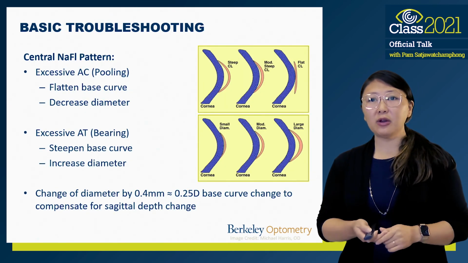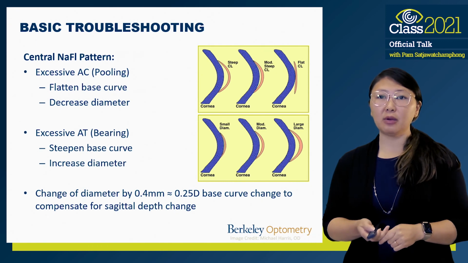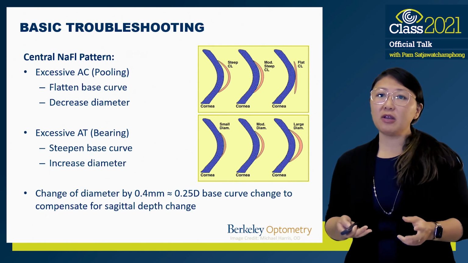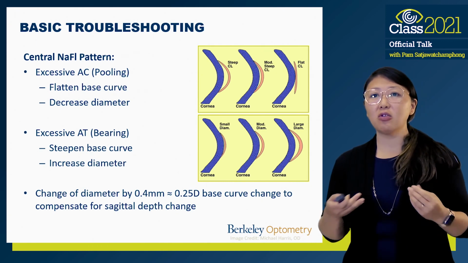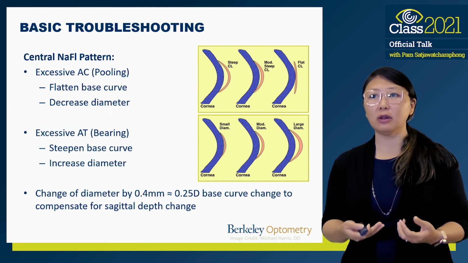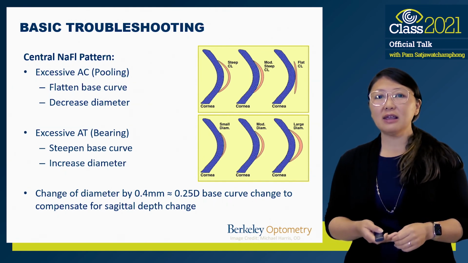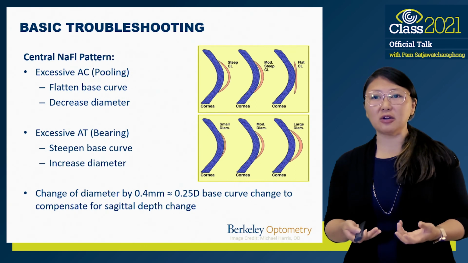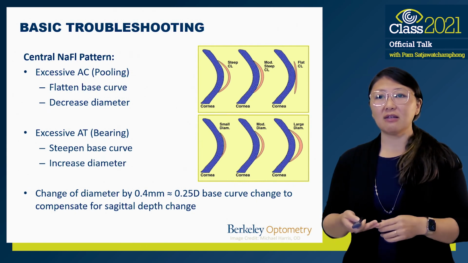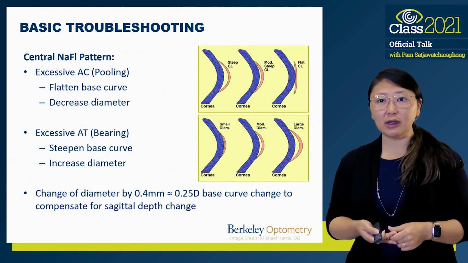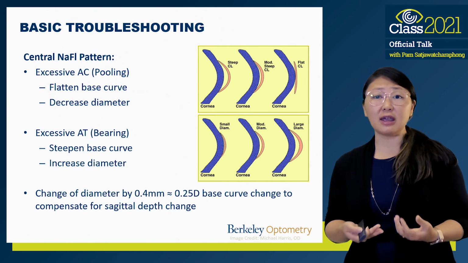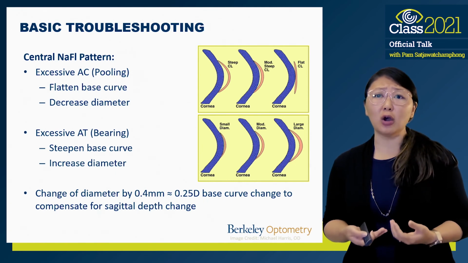So let's review briefly some basic troubleshooting before we wrap up here. If you have a central fluorescein pattern that exhibits too much pooling or too much apical clearance, one of the easiest fixes is to flatten the base curve. This will decrease the space between the lens and the cornea. You may also decrease the diameter if the diameter itself is too large.